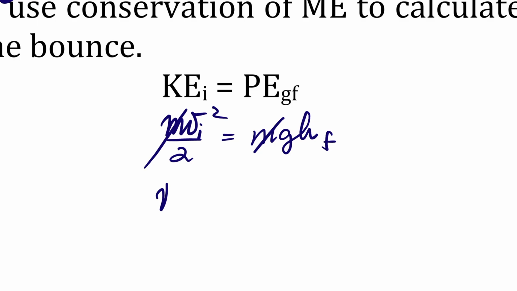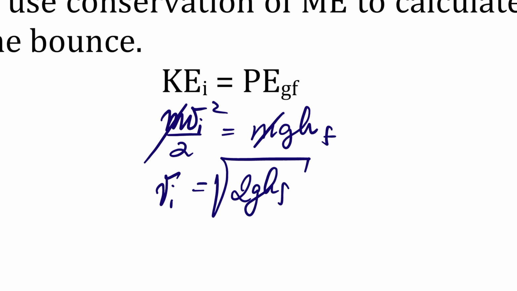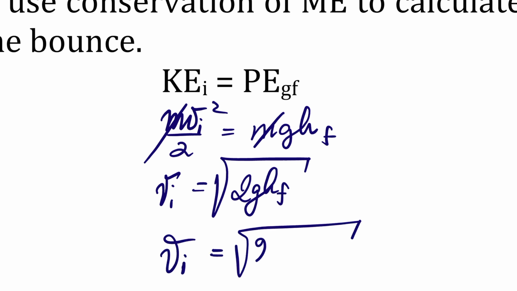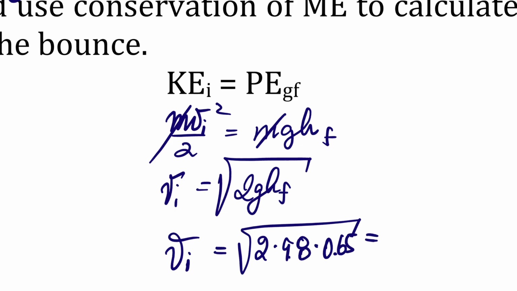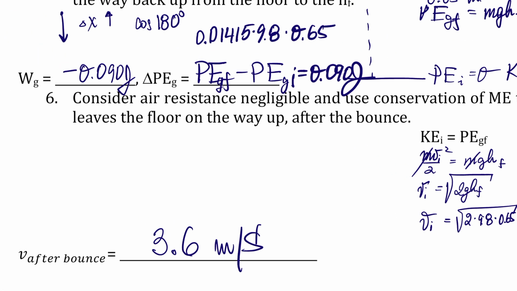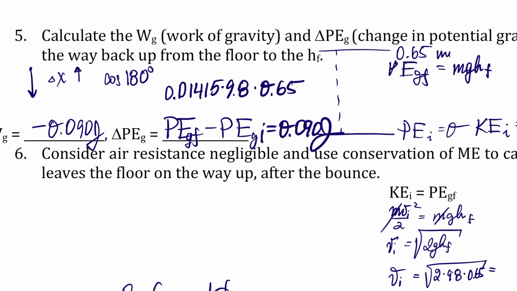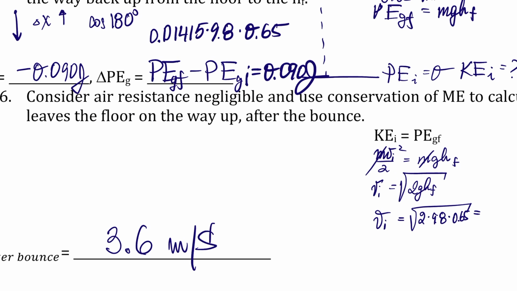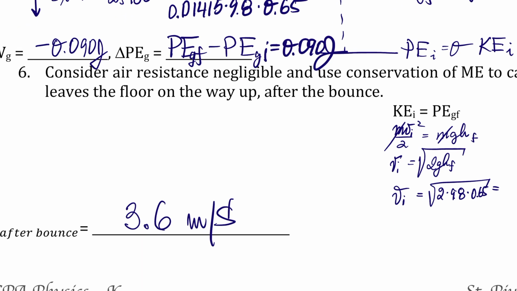Mass cancels. V initial is going to be the root of 2gh final. And in my case, it's going to be the root of 2 times 9.8 times 0.65, 3.6 meters per second right before. So it fell with 4.3 meters per second and bounced back with 3.6. Some of the energy was not, air quotes, lost. It was transferred into internal energy and the energy of sound.